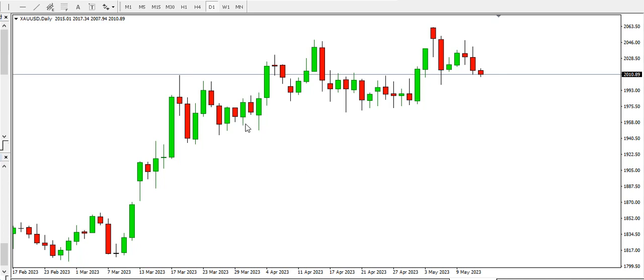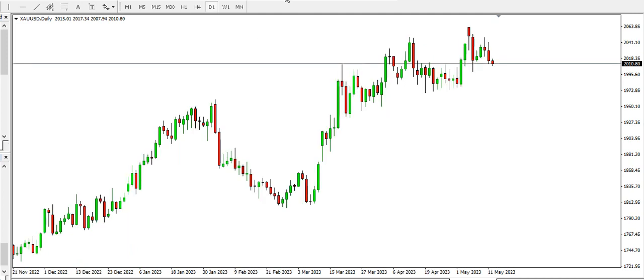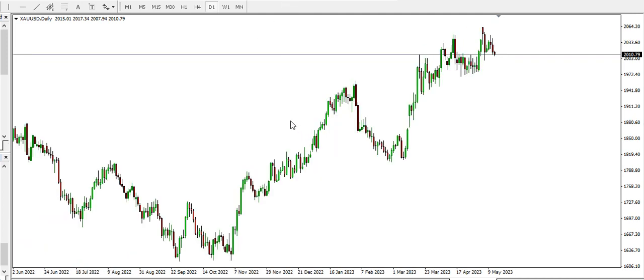Hi guys, you are welcome to today's analysis on how to scalp gold and possibly GBPUSD and Euro USD on the lower time frames. So I'm going to make it very quick. Starting with gold, I have gold on the daily time frame, and the daily time frame has been bullish.